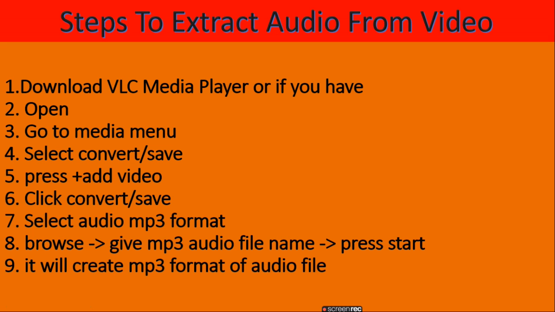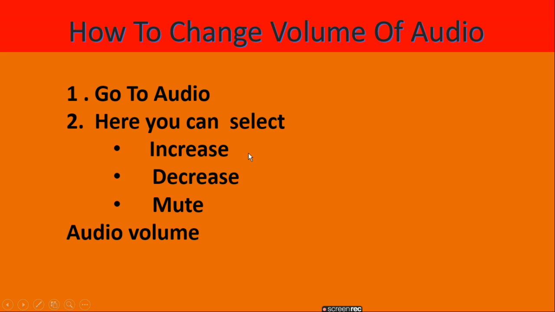Steps to extract audio from video. First of all, if you do not have VLC media player, install it, or if you have it then open it. Go to the Media menu, select Convert/Save, press Add video, click Convert/Save, select audio mp3 format, then give the new file the name which you want and press Start. It will extract the audio from your video and create an mp3 of the audio. I will show you how it does this in the VLC media player.